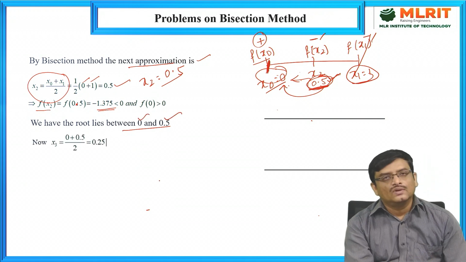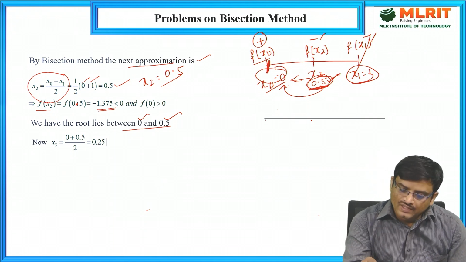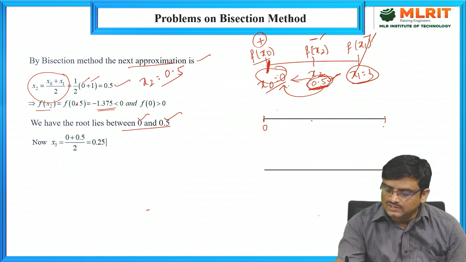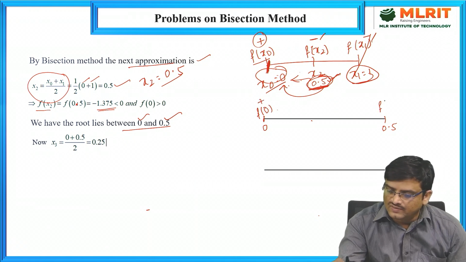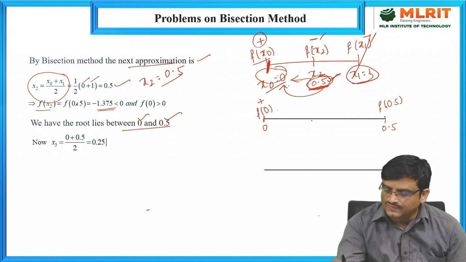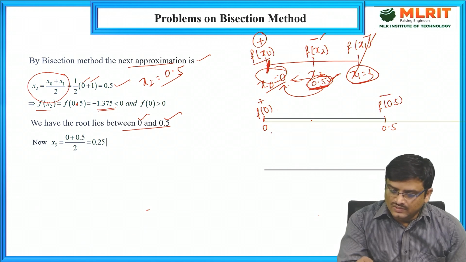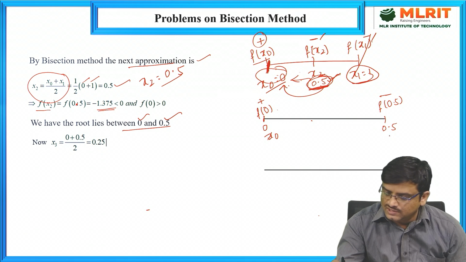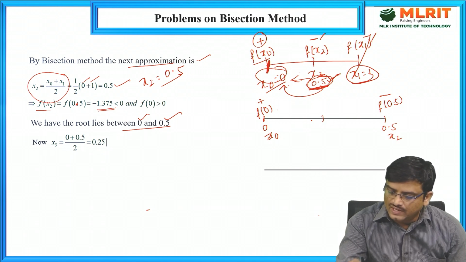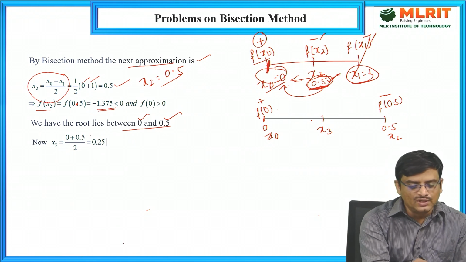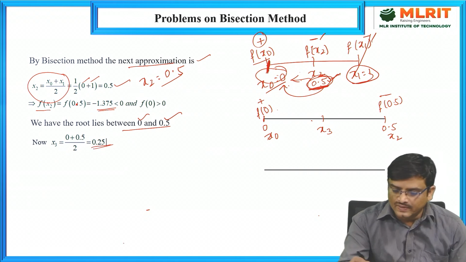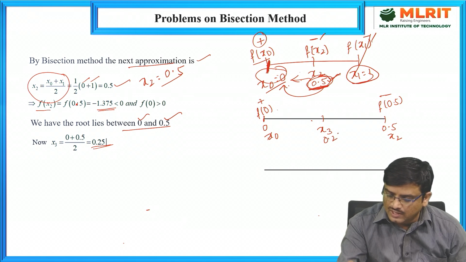Next, after getting two real numbers, the same procedure we apply here. So you reprint this 0 and the next number is 0.5, and we got f of 0 is a positive sign and f of 0.5, that is x2, we got a negative sign. Now here this is x0 and this is x2. Now we are going to find out the x3 value here. Take x3 is equal to the average of these two numbers, we will get 0.25. You represent that x3 is equal to 0.25.